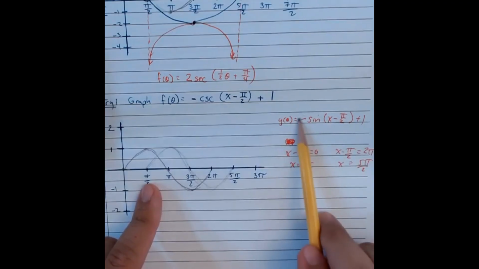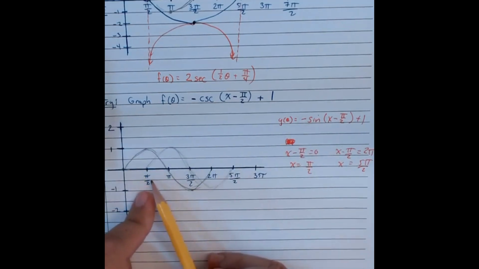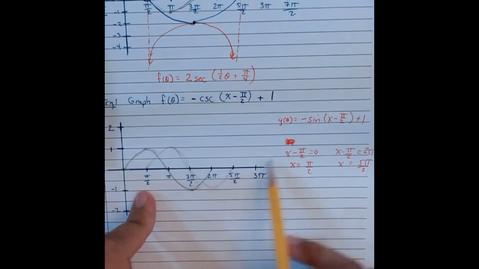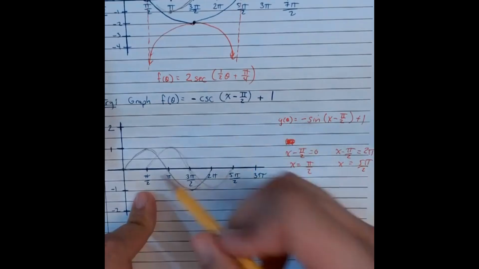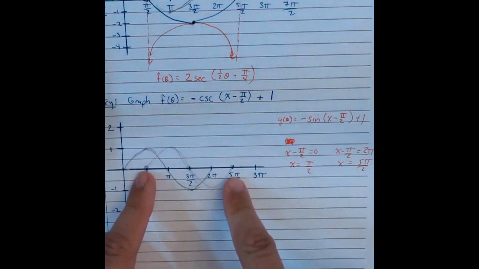Now, this negative on the outside causes a reflection. The whole thing flips upside down. So now I have this graph that starts at pi over 2 and ends at 5 pi over 2, and it's going to flip upside down. So whatever's at the axis stays there. If you reflect around the x-axis, anything that's on the x-axis stays there.